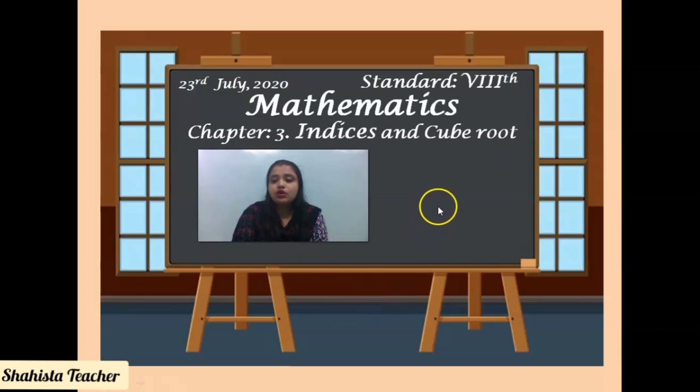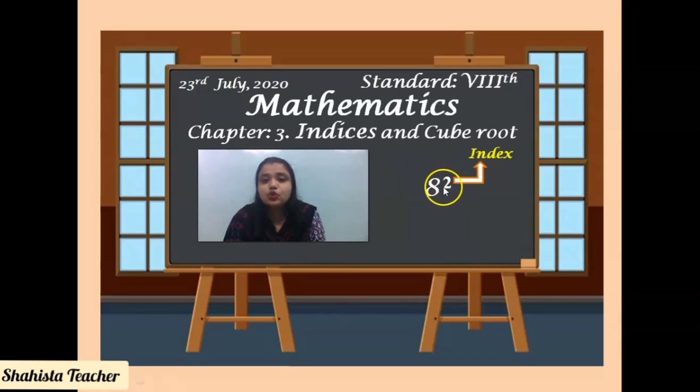Concentrate on the screen. Here, 8 squared. That means 8 is the base and 2 is the power. We can say that this 2 is the exponent, or the index number. This 2 is known as an index number. We can say that it is square. And now 8 is the base and 2 is the index.